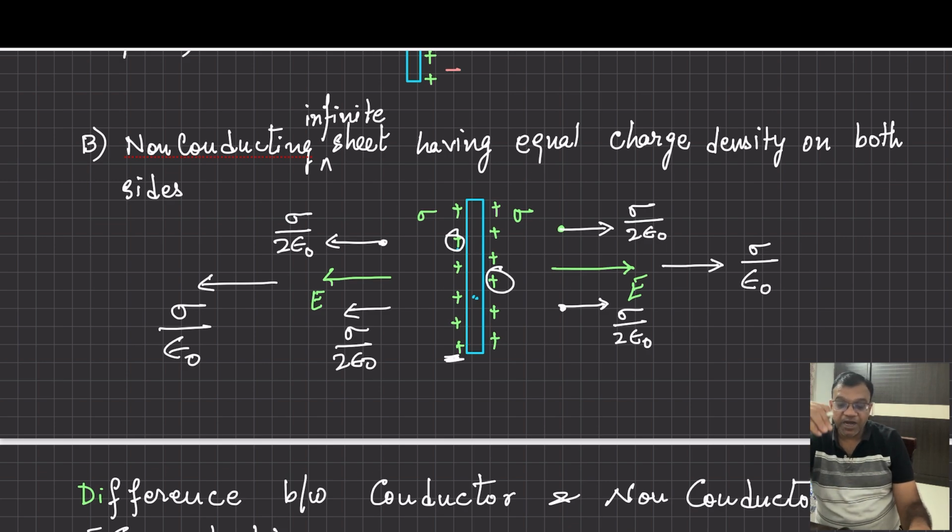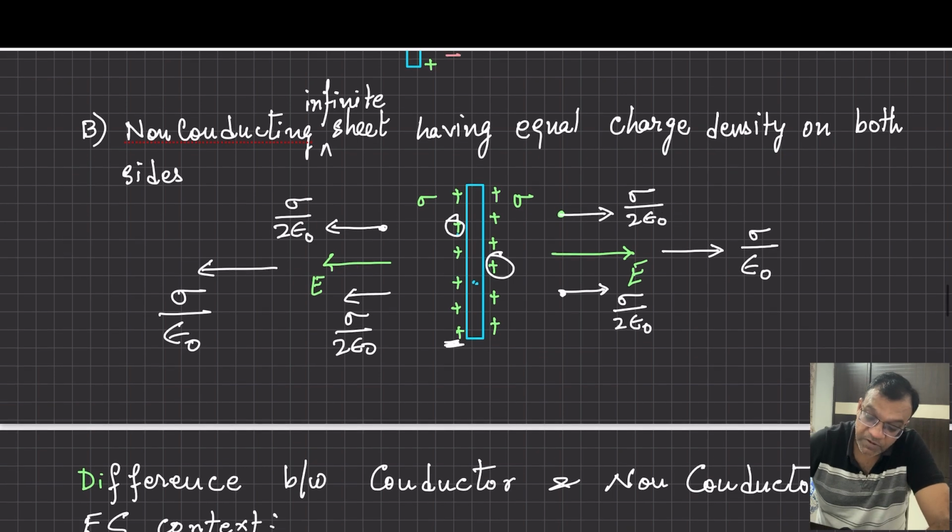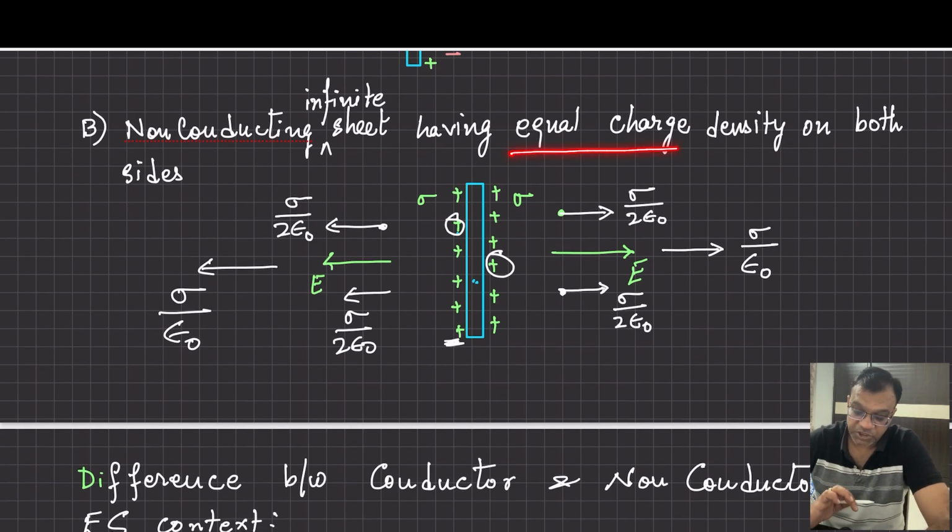If this charge distribution is negative, if this charge density is negative, then the electric field will become opposite to our assumed direction, in this direction on the right side and this direction on the left side, right? It is clear. Remember, here we have considered the equal charge density on both the surfaces.